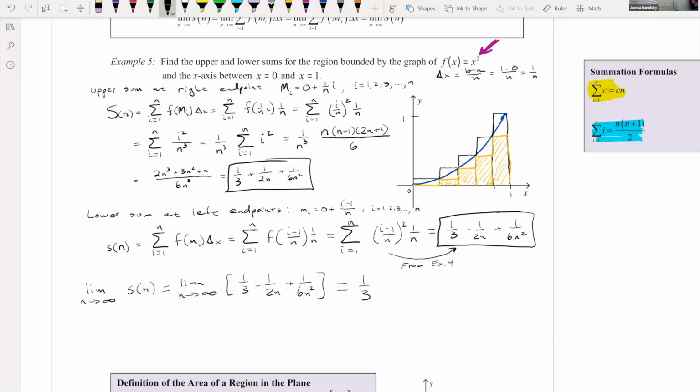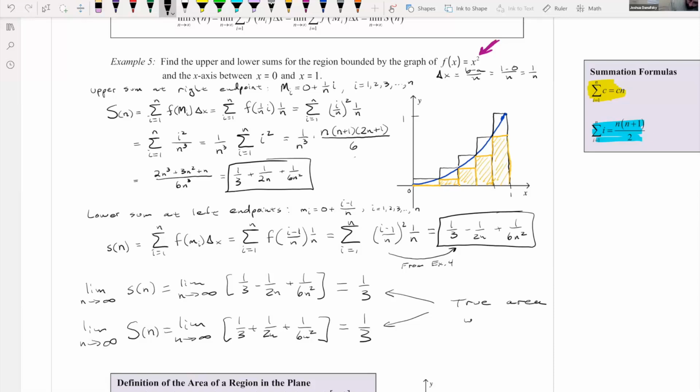It equals 1/3. And if we do the same thing for capital S of n, the limit as n approaches infinity of 1/3 plus 1 over 2n plus 1 over 6n squared, guess what? We get the exact same thing. And so what we found here is the true area under the curve.